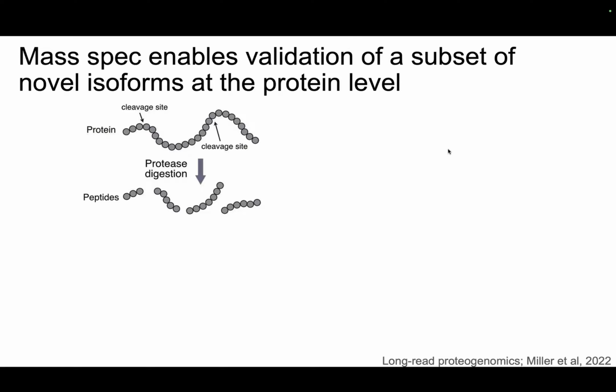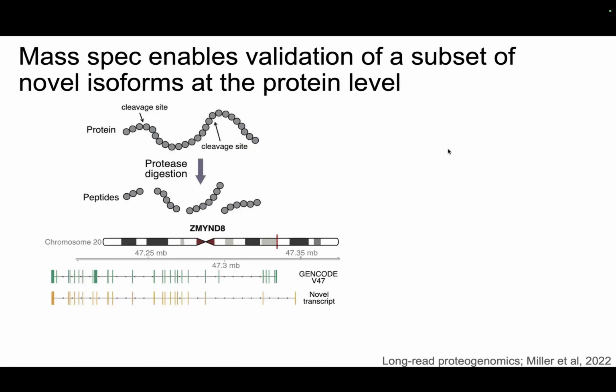And then you can look at the amino acid sequences in these peptides via your mass spec. And so we're using an approach of this type called long-read proteogenomics. I have a citation here. This is a paper from Gloria Schenkman's group. And so basically the way this works is, here we have two gene tracks.